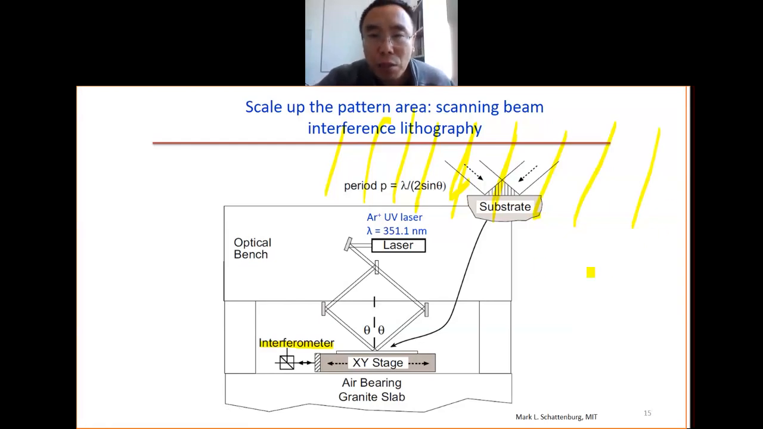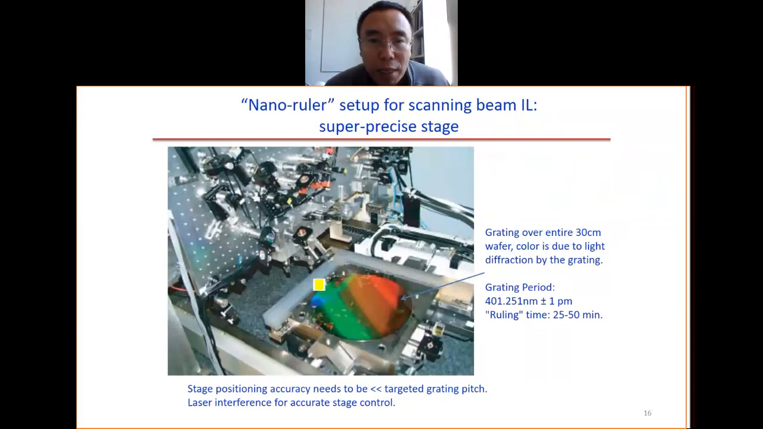If the alignment is better than the grating period, then in the end we get a long-range periodic pattern. That means the stage accuracy should be much better than the pitch of the grating. So this stage has to be very precise in movement so that the gratings can overlap without error. This group from MIT got a 30 centimeter large area periodic grating with long range ordering. They use this grating as a gamma ray and particle filter for space application.